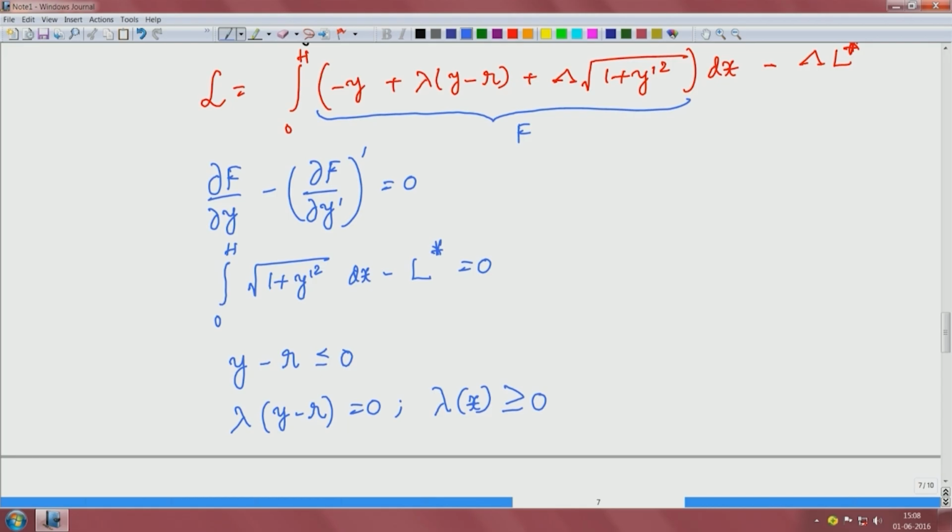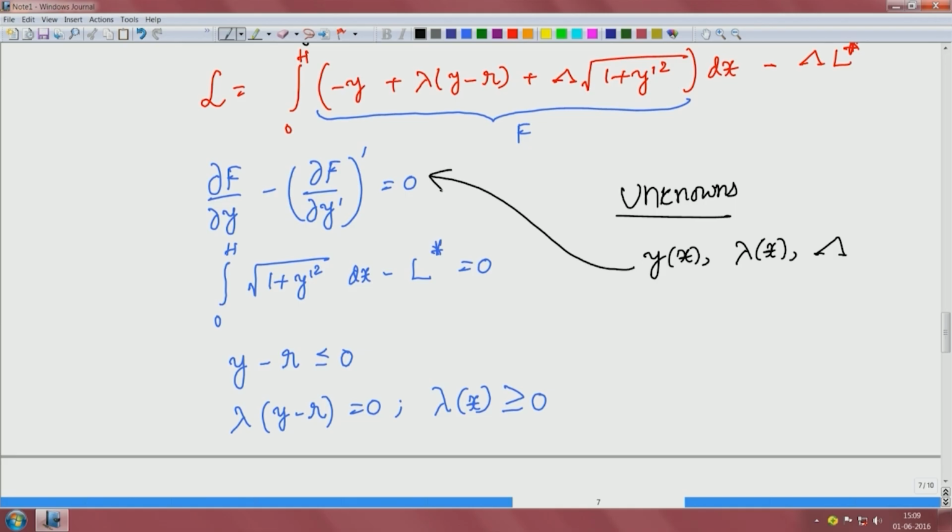Okay. So, now we have some equations to solve. Let us see what our unknowns are. Our unknowns are clearly y of x, and also lambda of x that is not known, and we have this uppercase Lambda. These are the things that we do not know. In order to solve for y of x, which is a function, we need a function equation or a differential equation. We have a differential equation here. In order to solve for Lambda, a scalar unknown, we need a scalar equation, which we have.